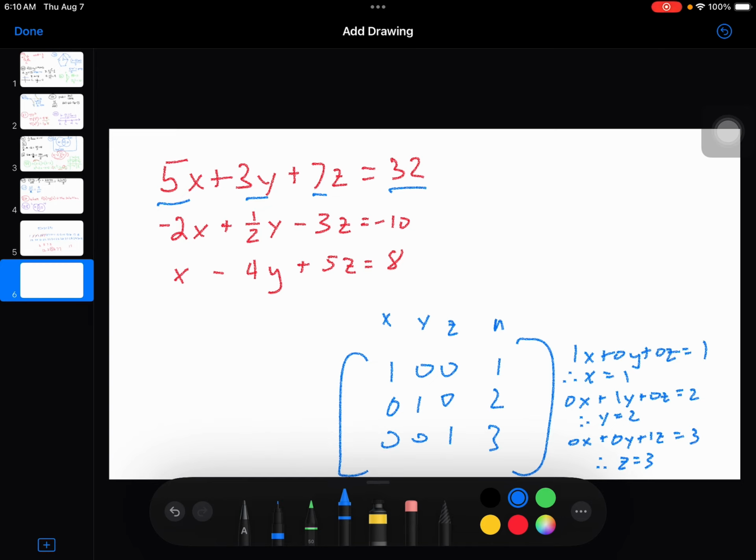And so we made short work of what could have been a problem that took 5 minutes easily. You can do it in maybe a minute, probably less, using your calculator with the matrix function.